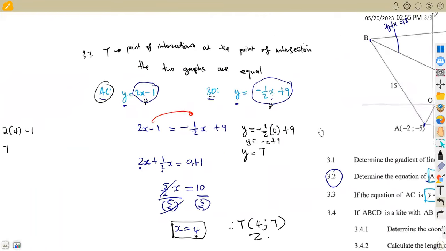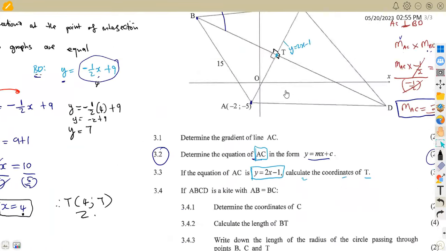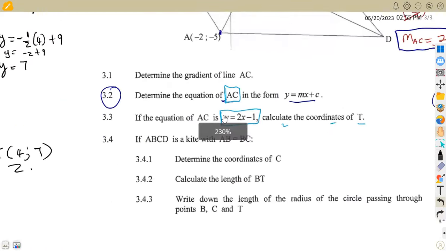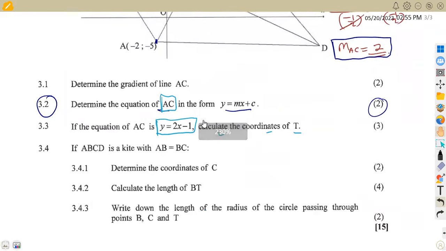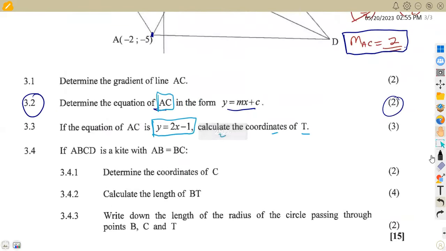All right, so let's check the other part of the question. That is question 3.4. We are now given that the quadrilateral that we are talking about, A, B, C, D, is a kite, and we are given that AB is equal to BC. In 3.4.1, we are now asked to determine the coordinates of C. And that is 2 marks for that.